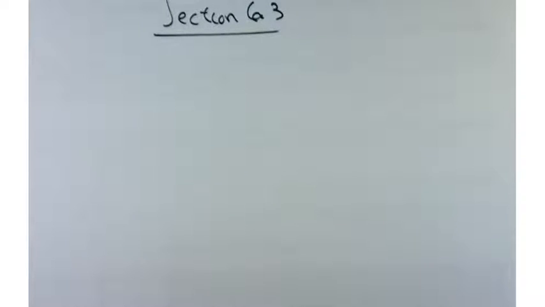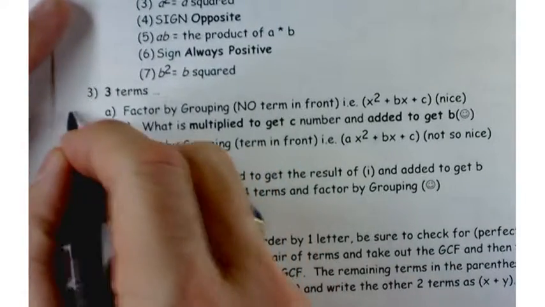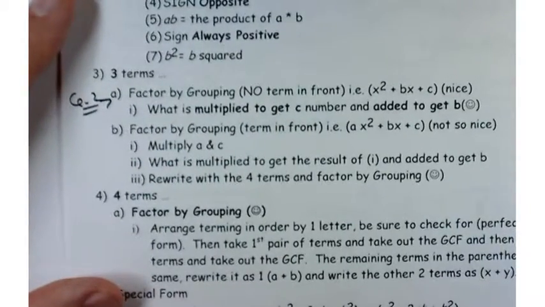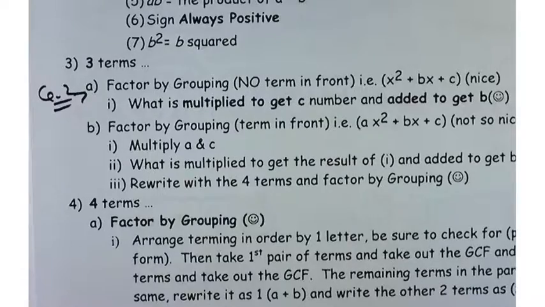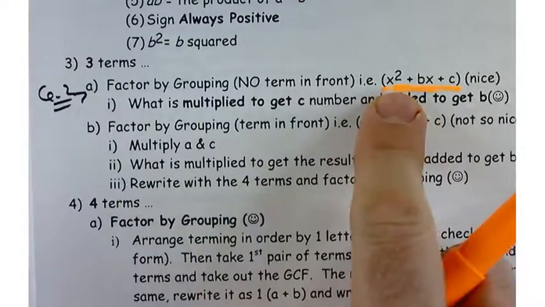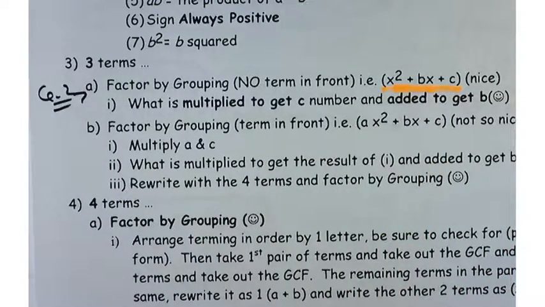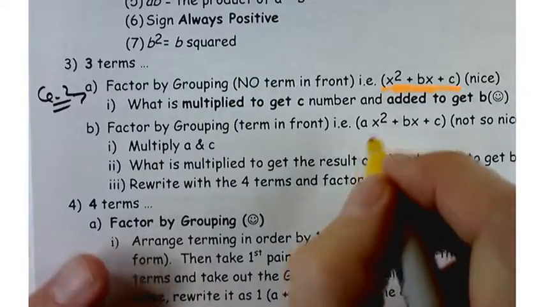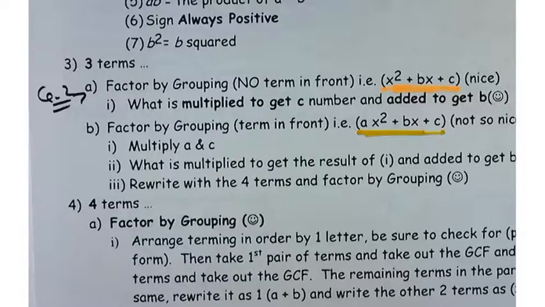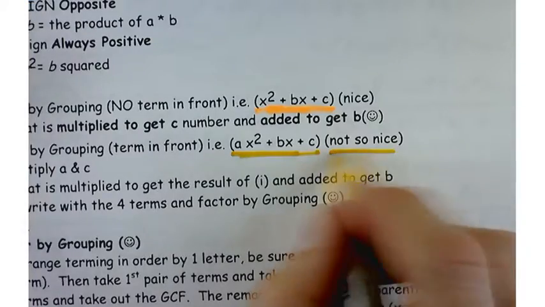Section 6.3 is going to go over what's called factoring trinomials in the not so nice case. If you look at our handout, this was section 6.2 right here, factoring trinomials in what I call the nice case. By nice case, I meant something like this, because the coefficient of your x squared term was 1. What if your coefficient of your x squared term is something other than 1? Well, that's going to be the not so nice case, this right here.